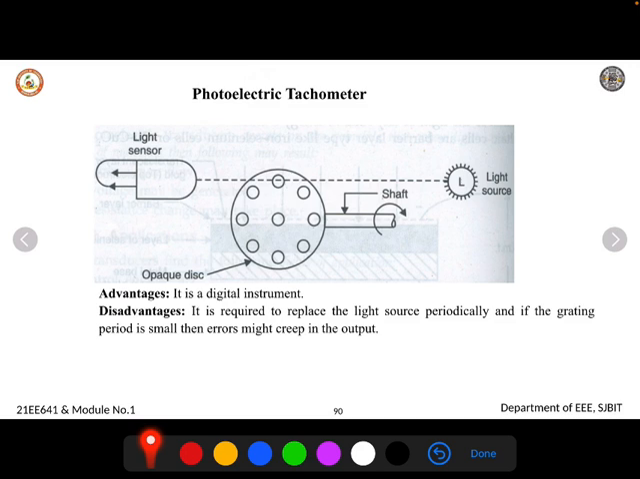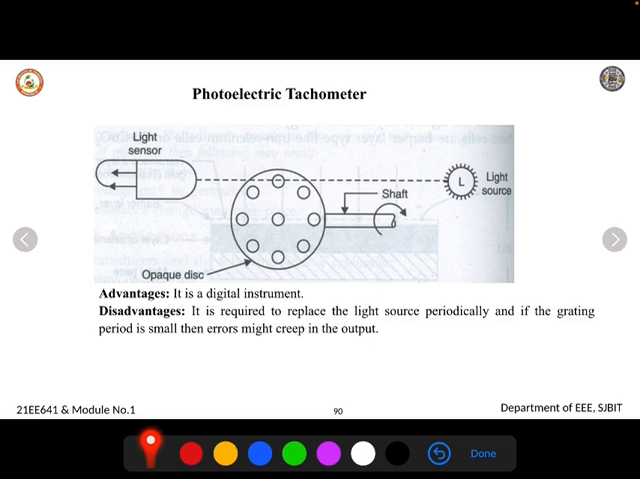We'll see that. Let us say that this is a shaft, and I have a disc connected to the shaft. I want to measure the speed of this shaft, which is rotating in a clockwise direction. Whenever you want to measure the speed of any device, this kind of disc will be coupled to the shaft of that rotating mechanism.